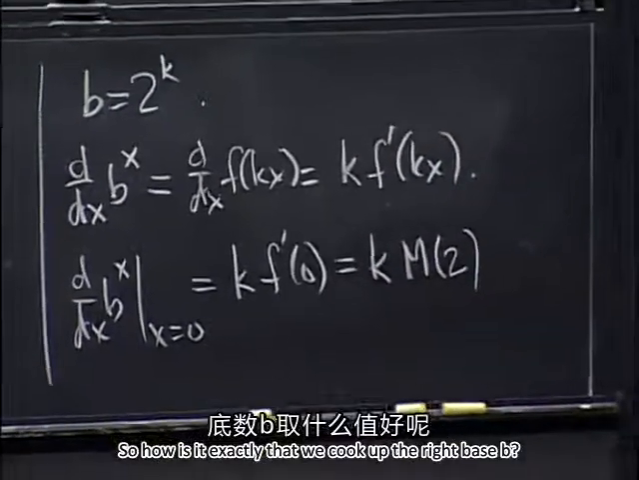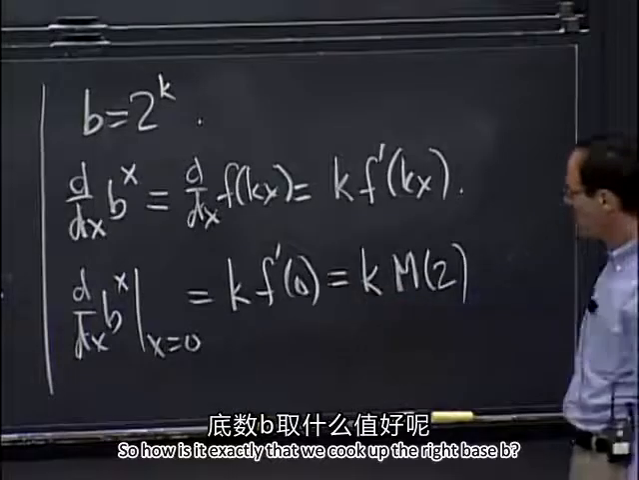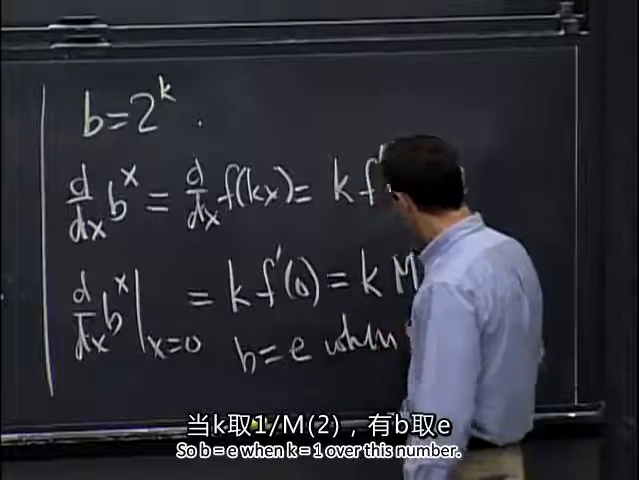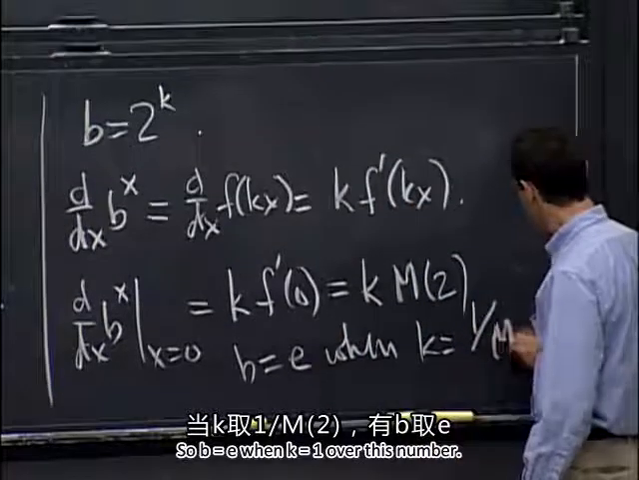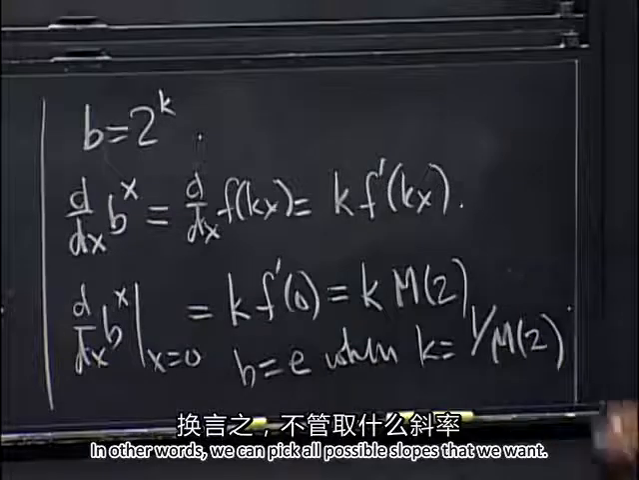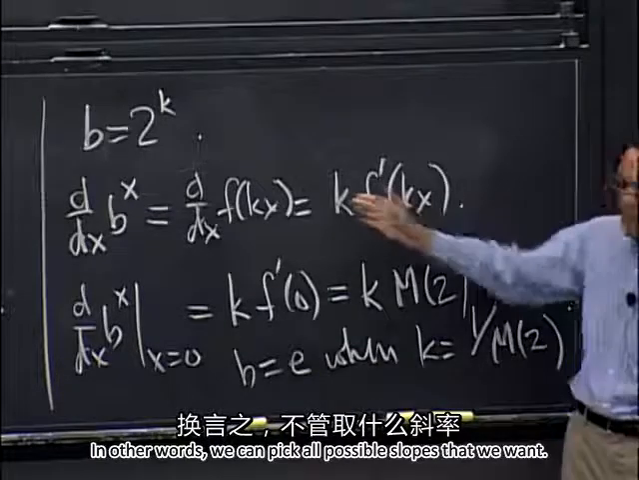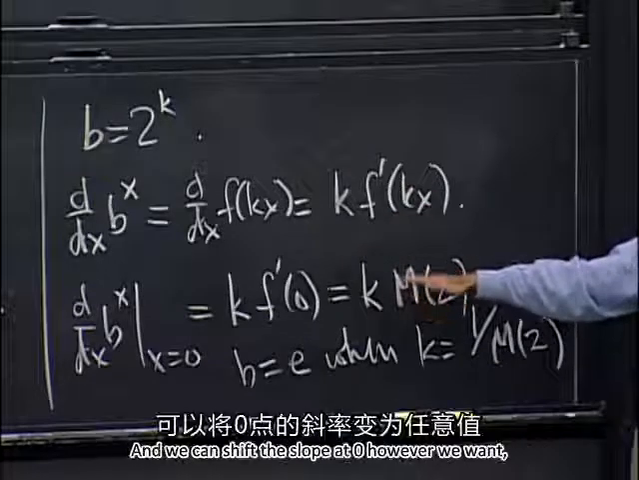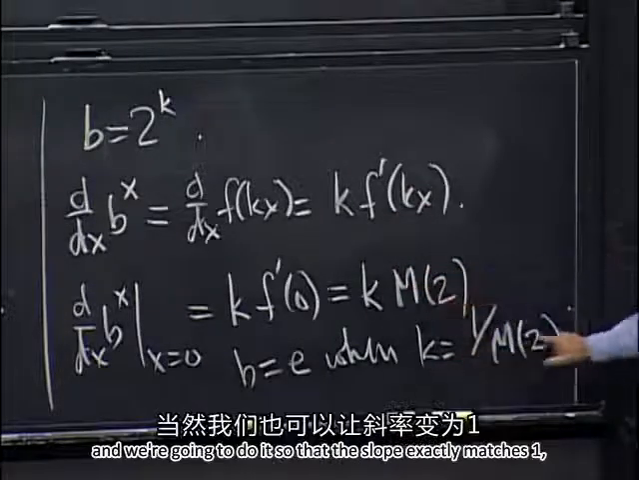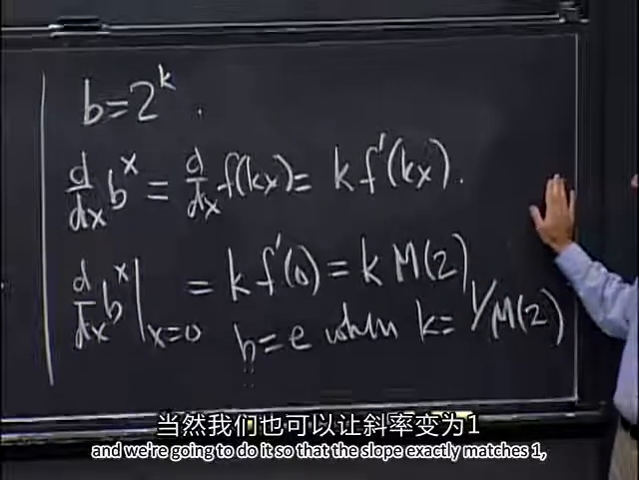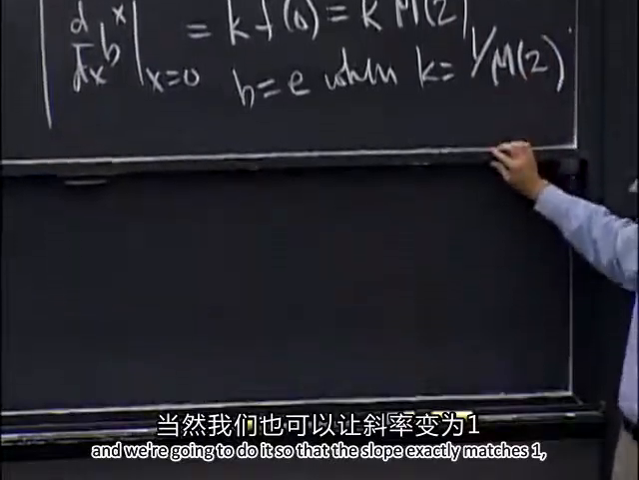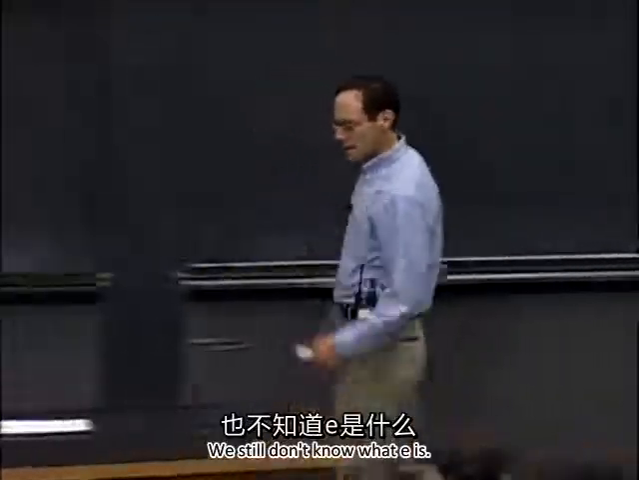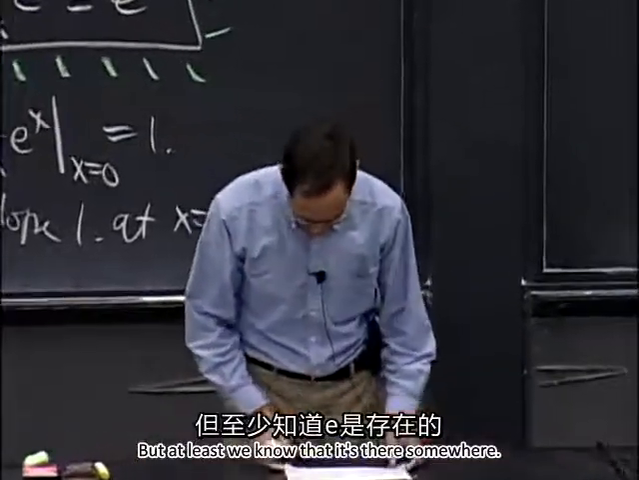So how is it exactly that we cook up the right base b? So b equals e when k is equal to 1 over this number. In other words, we can pick all possible slopes that we want. This has the effect of multiplying the slope by a factor. And we can shift the slope at 0 however we want. And we're going to do it so that the slope exactly matches 1, the one that we want. So we still don't know what k is. We still don't know what e is. But at least we know that it's there somewhere.